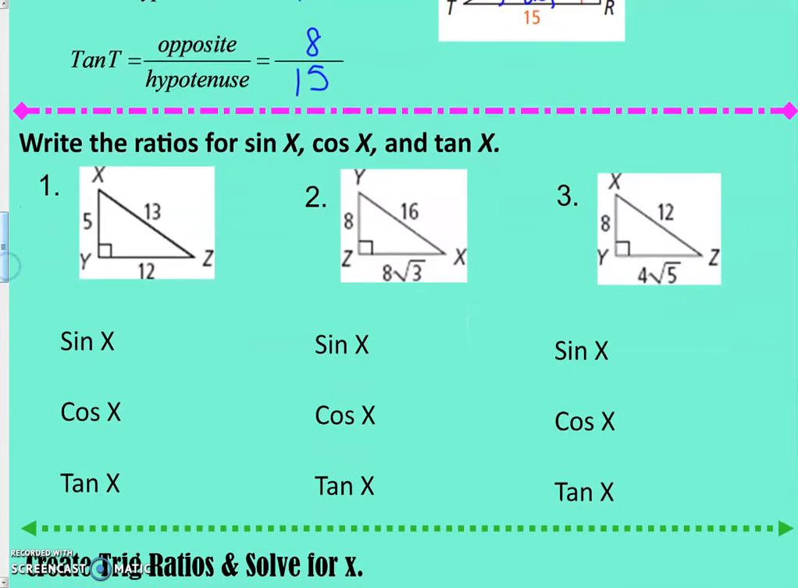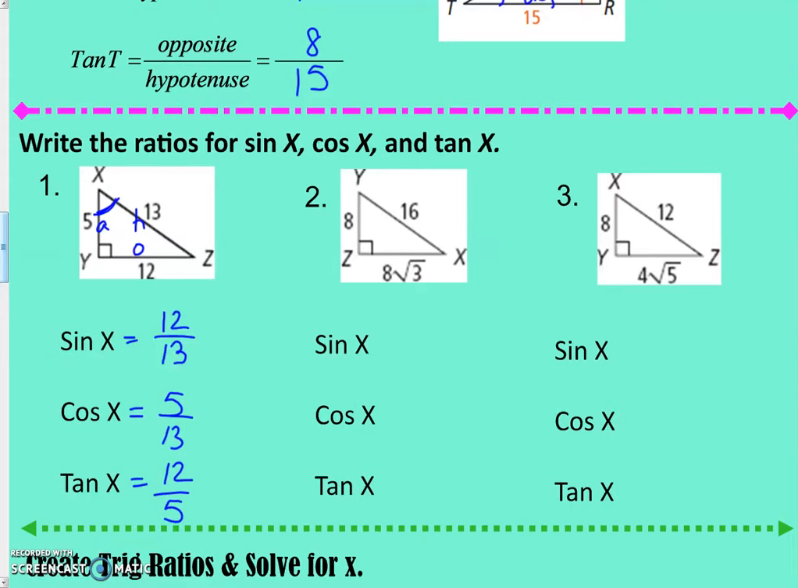All right, so what are the ratios for sine, cosine, and tangent for these three shapes? So make sure you're paying attention to what angle. So angle x this time is up at the top. So my sides, I'm going to go ahead and label them opposite, adjacent, and hypotenuse. Opposite is on the bottom this time. Sine is opposite over hypotenuse, so it's 12 over 13. Cosine is adjacent over hypotenuse, so it's 5 over 13. Tangent is opposite over adjacent, so it's 12 over 5.